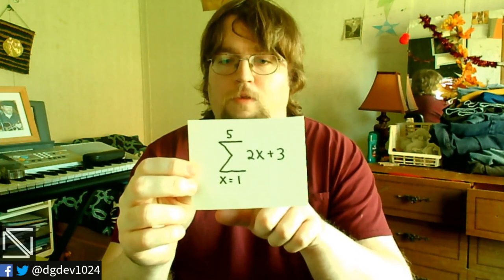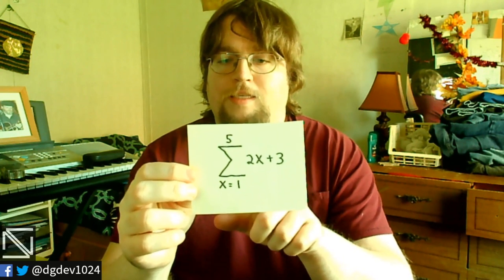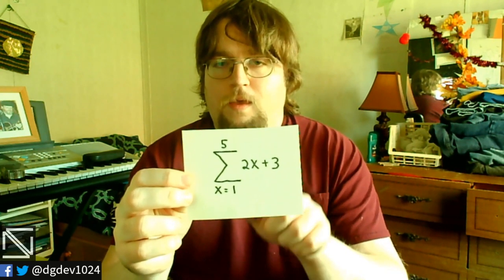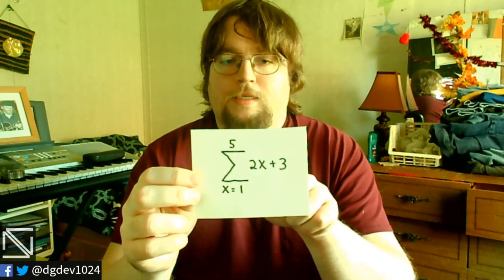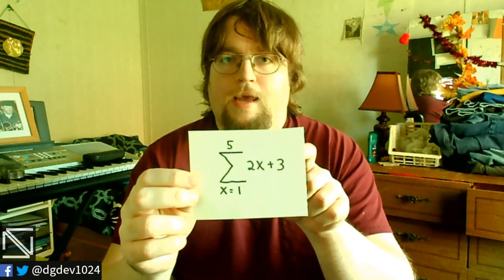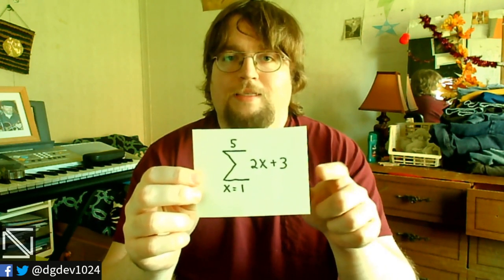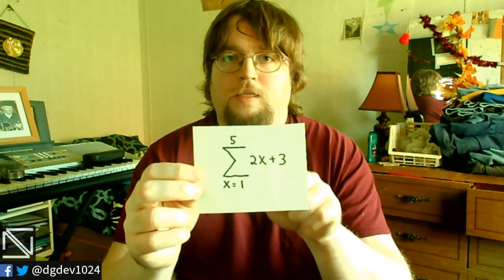So you start with 1. 2 times 1 is 2. 2 plus 3 is 5. X steps up to 2. 2 times 2 is 4. 4 plus 3 is 7. X steps up to 3. 2 times 3 is 6. 6 plus 3 is 9, and so on and so forth. You take the resulting numbers of that sequence and add them together to get the solution of this sigma notation right here.